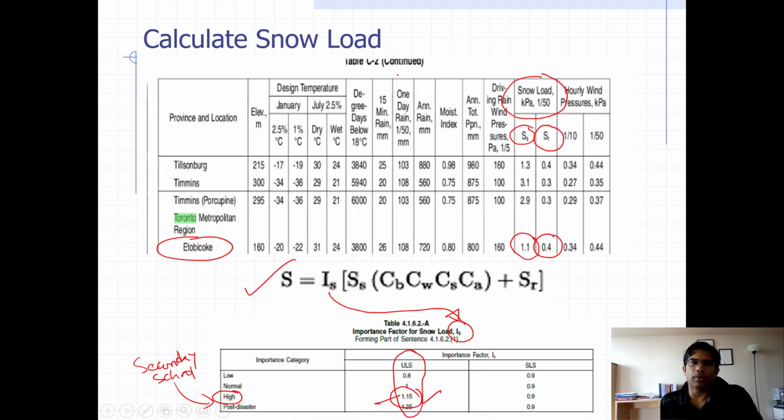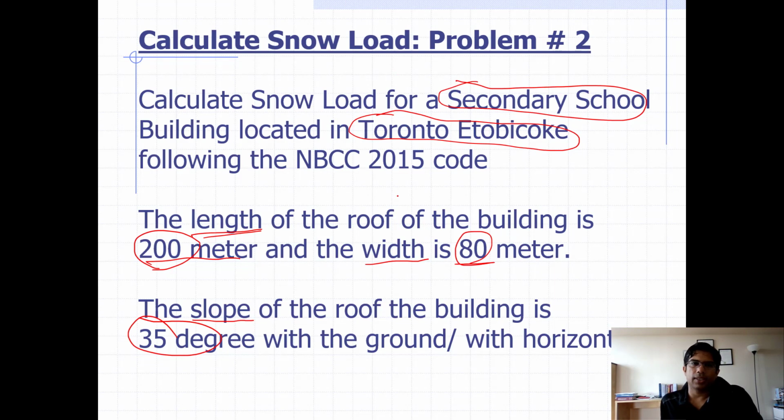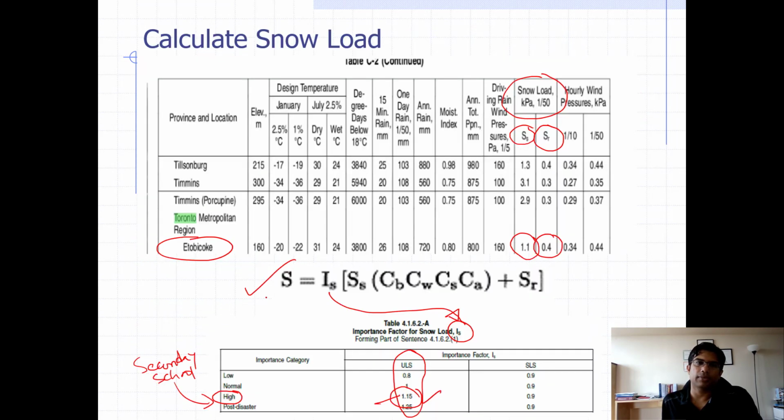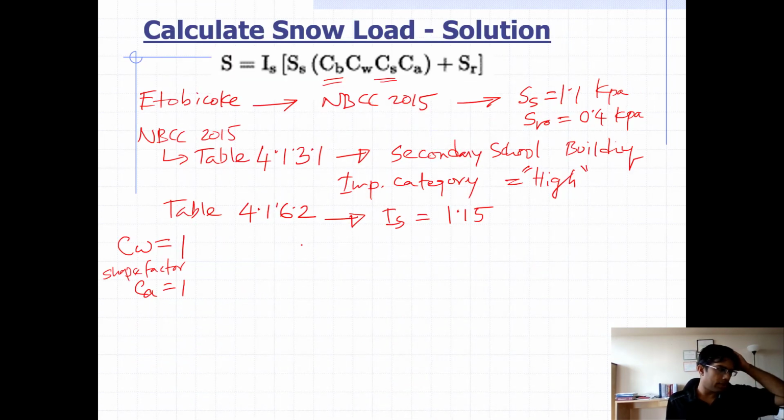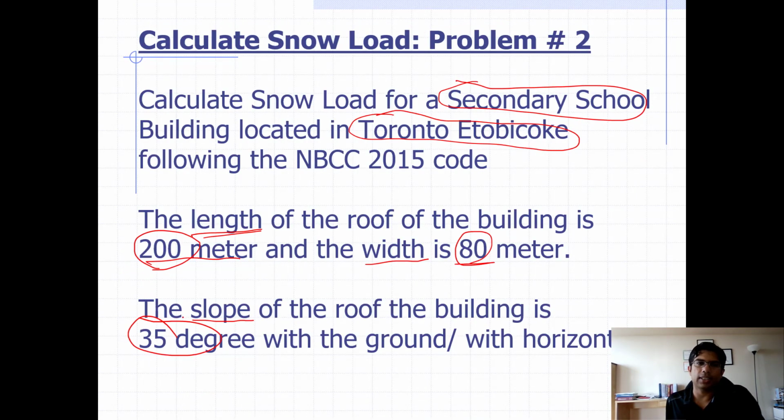Now we can go to the problem. What is given? The length and width are given, and the slope is given. So we can do one at a time. First we can do the slope factor. What is the slope factor? Slope factor is CS. And as you see, the slope is given as 35 degrees.